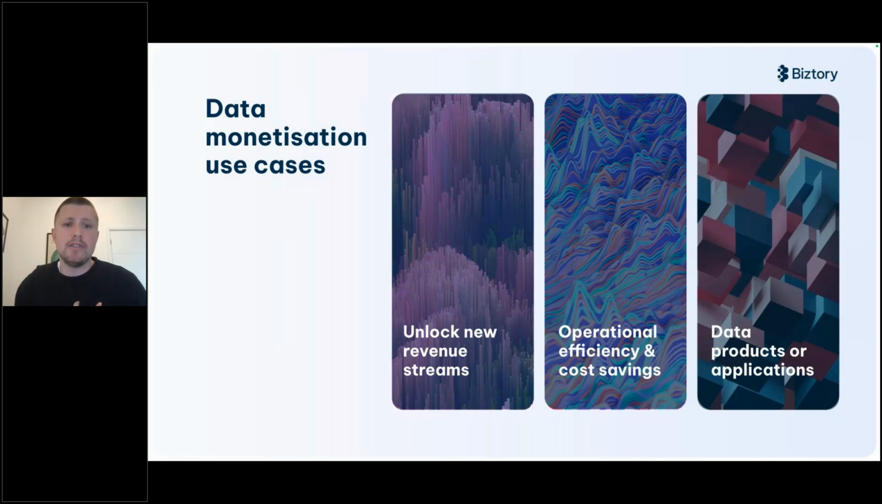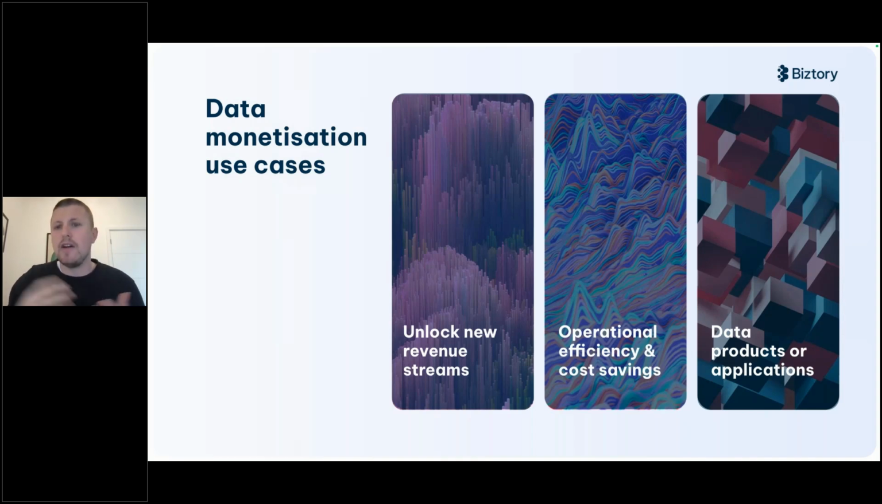First is unlocking new revenue streams. So probably the most obvious. This could be selling anonymized data, offering benchmarking reports, or launching a data-powered service that customers are willing to pay for. For example, imagine a telco company selling mobility trends to city planners, or an e-commerce platform offering suppliers premium access to customer insights.